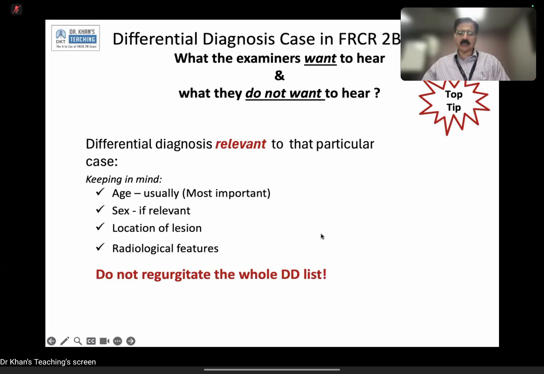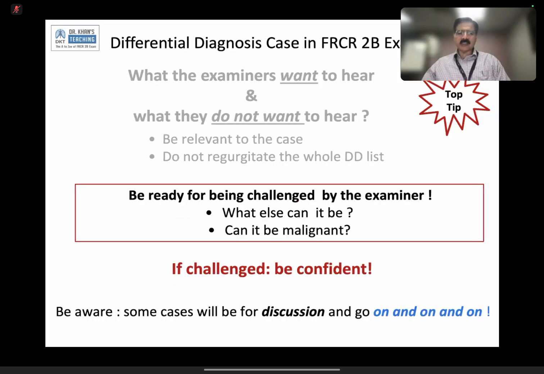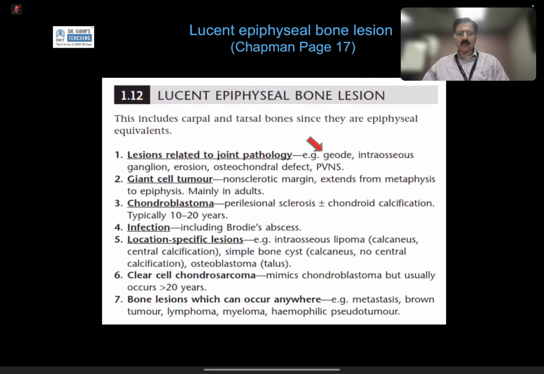This is what these cases are about. So a very easy case can become a very difficult case. Please remember that in these cases you will be challenged by the examiner. They can ask you questions: what else can it be, and what else can it be? If you are very sure about a diagnosis, just give them your thought process, that I can also consider this, but however, because of this, it is not this. Can it be malignant? This can be another question. So whenever challenged, be confident. And please remember, at times this discussion can go on and on.